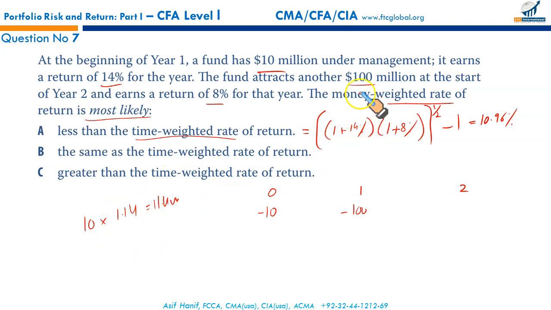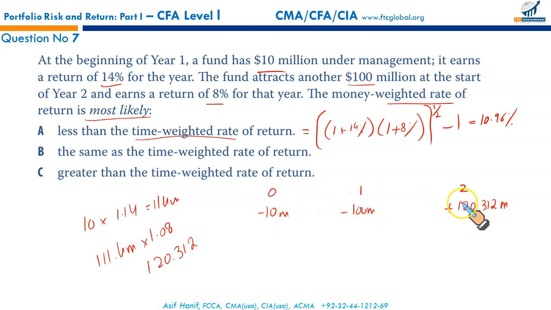We added another 100 million to it, that gives you 111.4 million. That grows at the rate of 1.08 to give you the closing value of the fund at 120.312 million. So this is going to be plus 120.312 million, right?